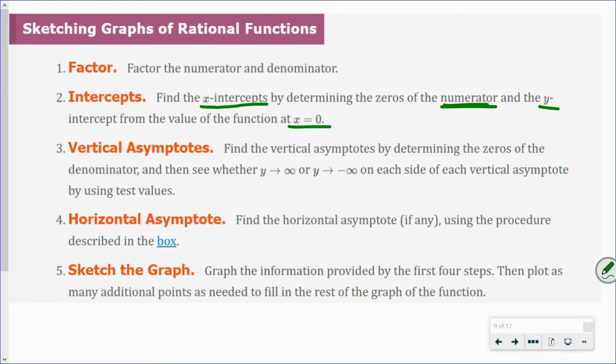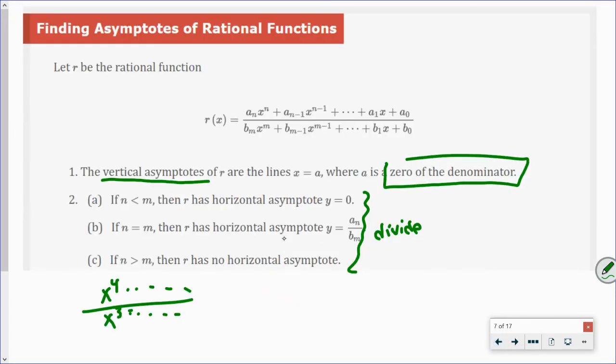Then you're going to find your vertical asymptotes. You find the vertical asymptotes by determining the zeros of the denominator. And see whether y goes to infinity or negative infinity on each side of the vertical asymptote by testing values. That's when we made our table of values, just to see where things were. So find the horizontal asymptotes, if there are any, using the procedure described in the box. That box they're talking about is this box right here.